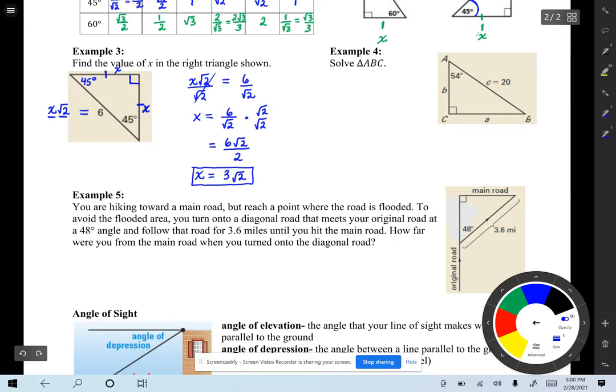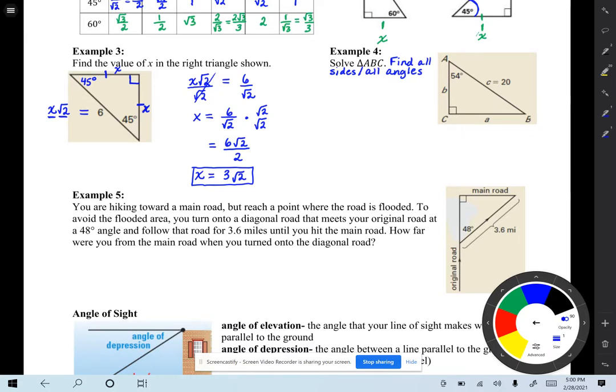Okay. For the next one, example 4, we're going to use trigonometry for solving a right triangle. So what does it mean to solve for a triangle? It means find all sides and all angles. There are a total of 3 sides in a triangle and 3 angles in a triangle. And we're going to find all of them for this right triangle.